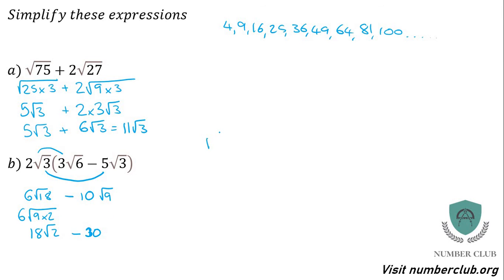And you should know that whenever you have a root multiplied by another root where the contained parts are the same, you'll get that contained part. Square root of x multiplied by the square root of x is x. Square root of 9 multiplied by the square root of 9 is 9. Okay, so we get 18 root 2 minus 30. Okay, nice and easy, nothing too tricky.